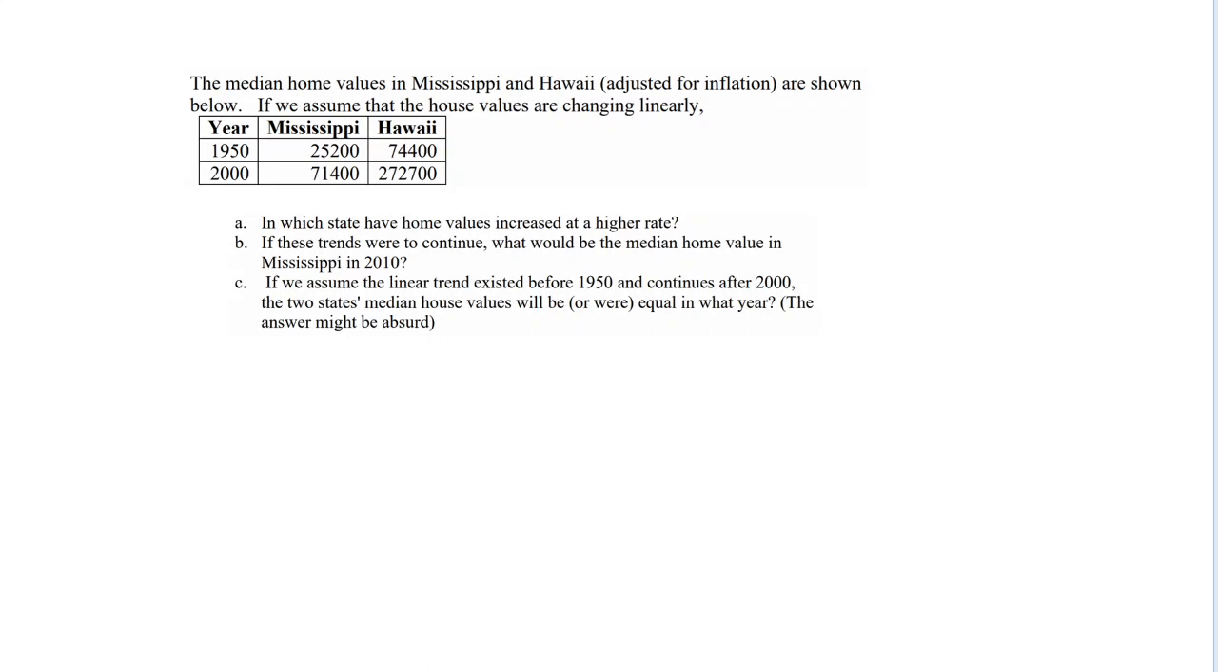I've got a table here giving us the median home values in Mississippi and Hawaii at 2 given years. And so here, if we assume that these home values are changing linearly, there's a constant rate of change between these home values of these 2 different years, let's determine a few things. So the first thing I want to determine is this rate of change. I want to figure out which state has home values that are increasing at a higher rate.